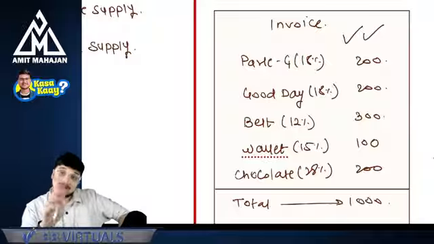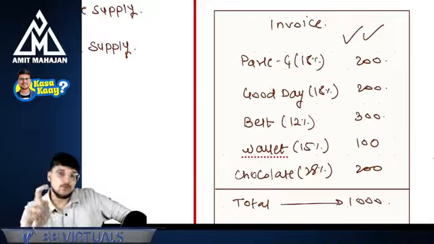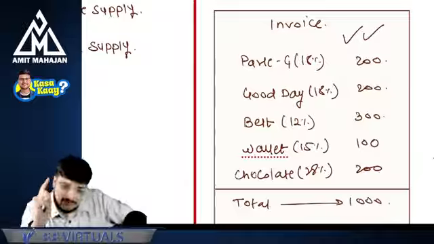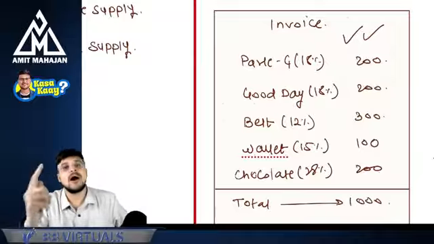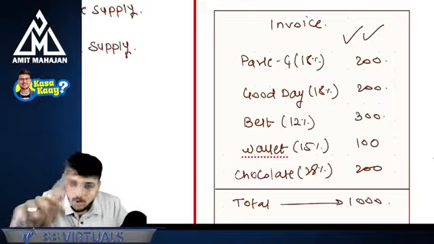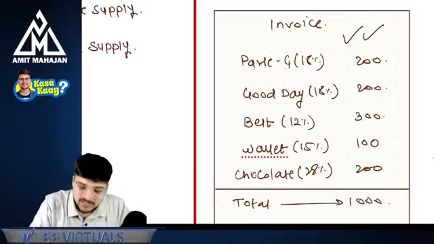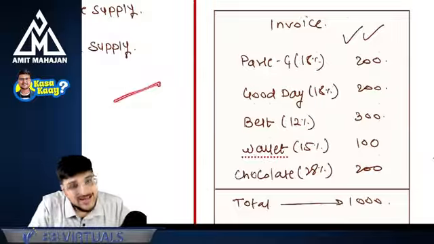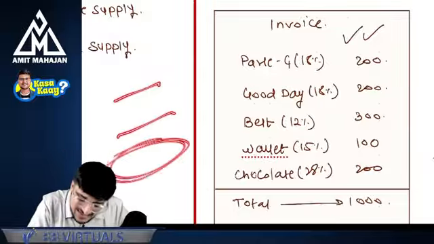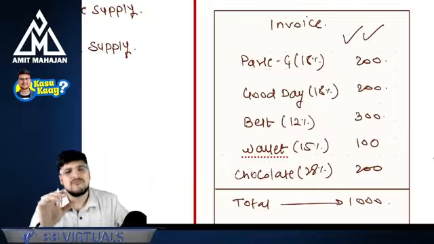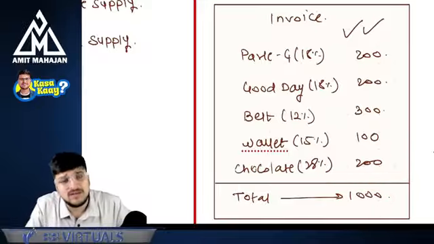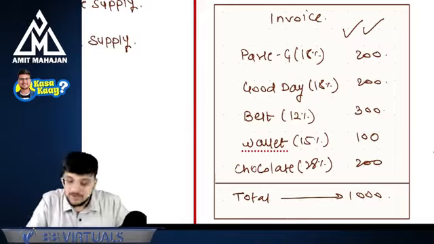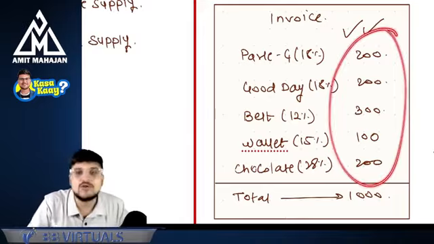If you are saying it is not a composite supply, you are right. But if you are thinking it is a mixed supply, you are a fool. This is not a mixed supply. Why not? Because two or more supplies are made in conjunction with each other for a single price. You will say, sir, single price is there, 1,000. No, this is the total. You have bought everything independently.